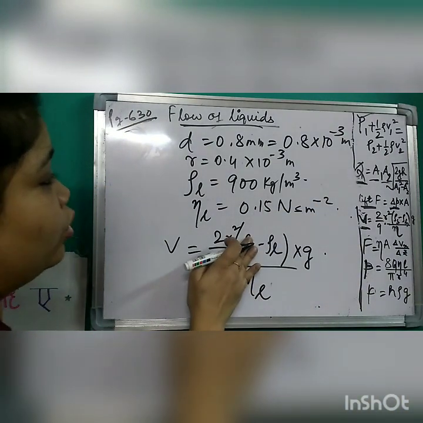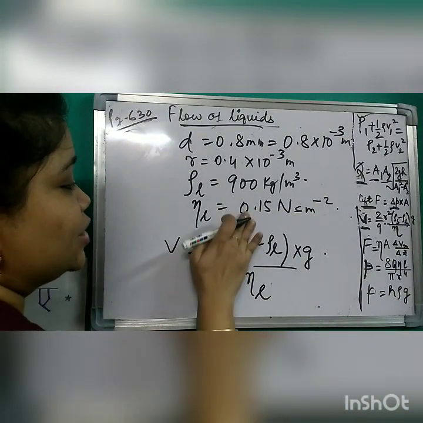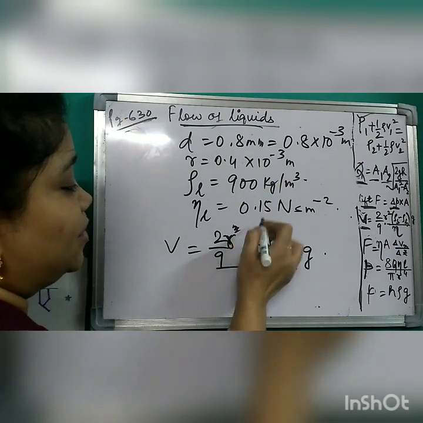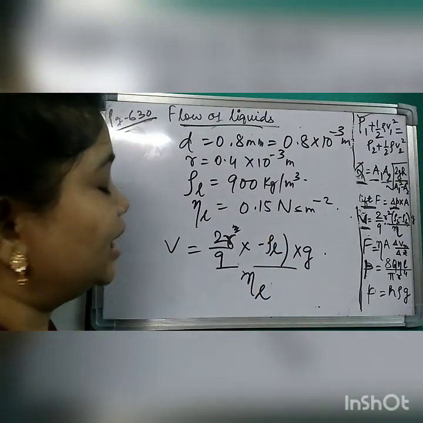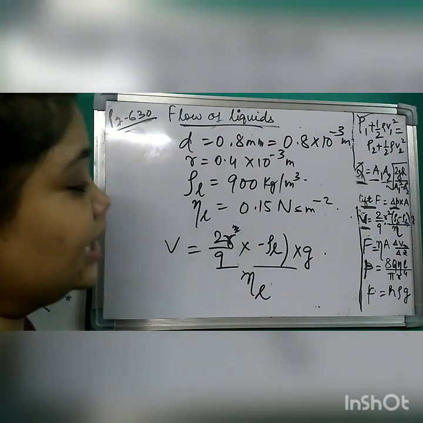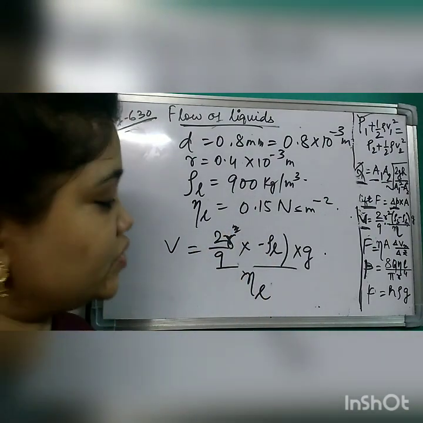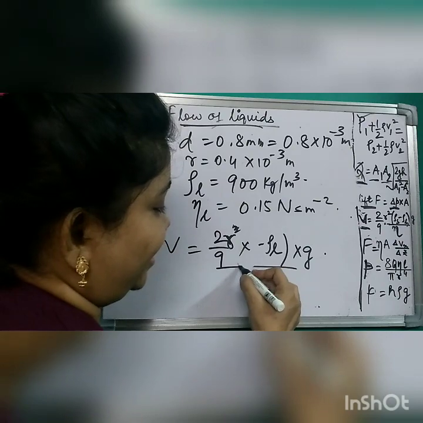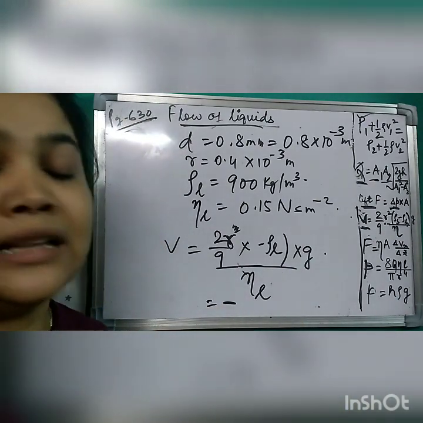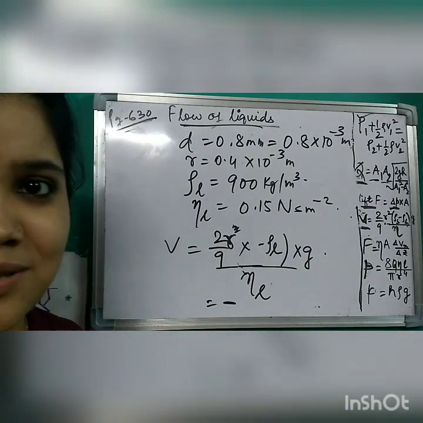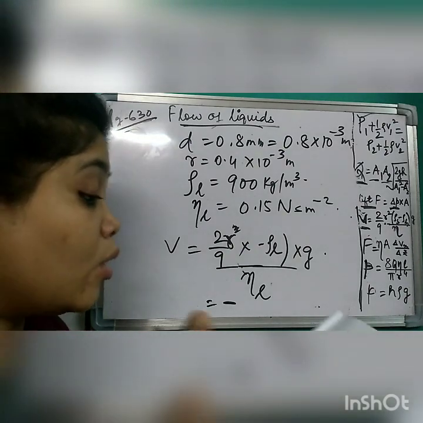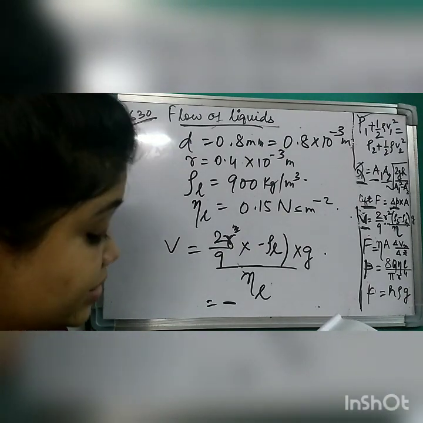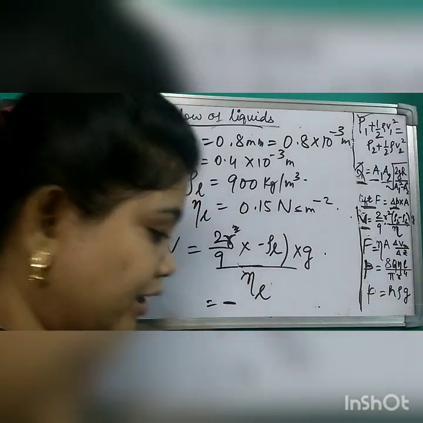Now here rho s is not given to us, so what does our formula become? It becomes 2 by 9 r square into minus rho l into g by eta l. So here you will get the answer for terminal velocity in negative. Now this is not our sum. We have to find what will be the terminal velocity of the same bubble in water.